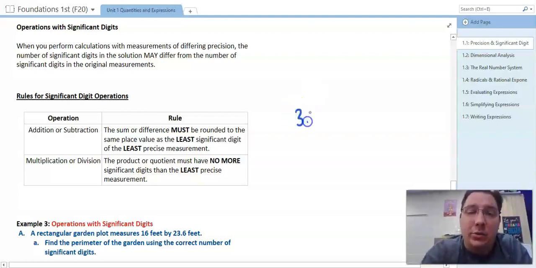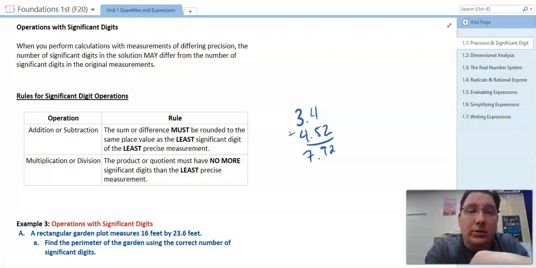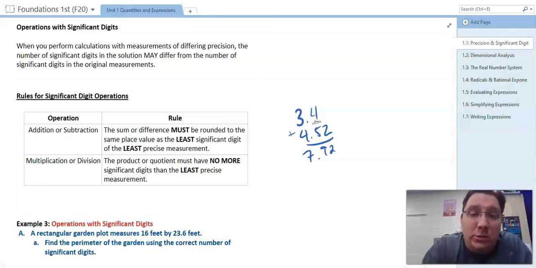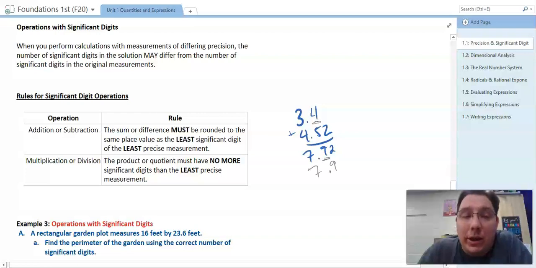If I add 3.4 and 4.52, I will add those two numbers together like I normally do, and I will get 7.92. But which number is less precise, the 3.4 or the 4.52? Well, it's the 3.4. This is my less precise value. So I will round it to the place value of the least precise measurement. So I'm going to round it to the 10th place, which means that this answer is 7.9 when we consider significant digits. Same would work for subtraction. Again, you're going to take the least precise measurement and round it to that place.